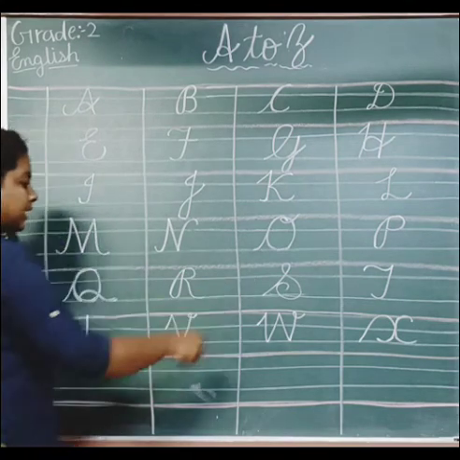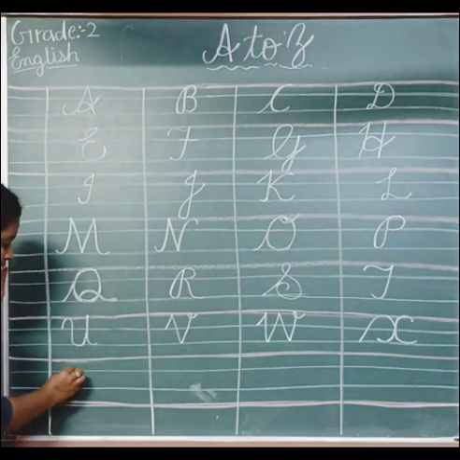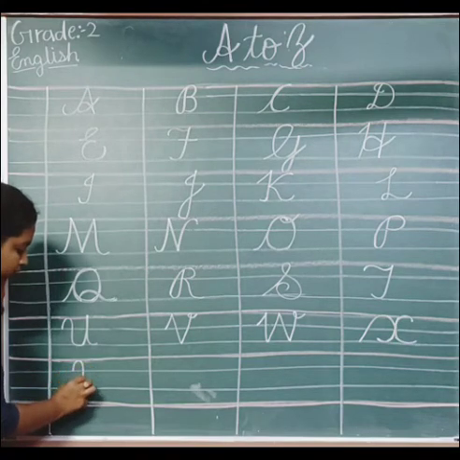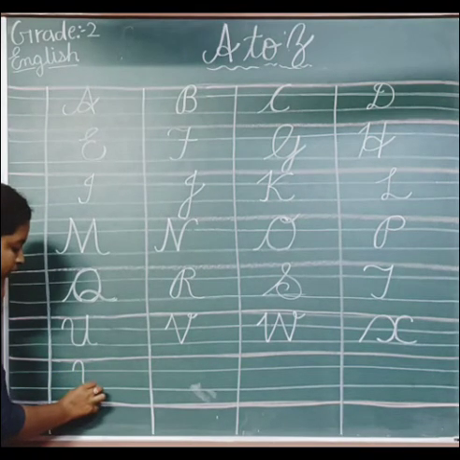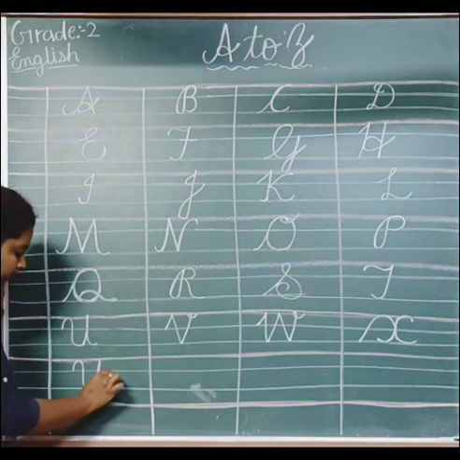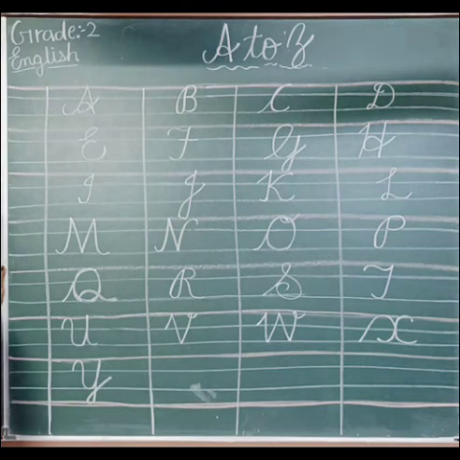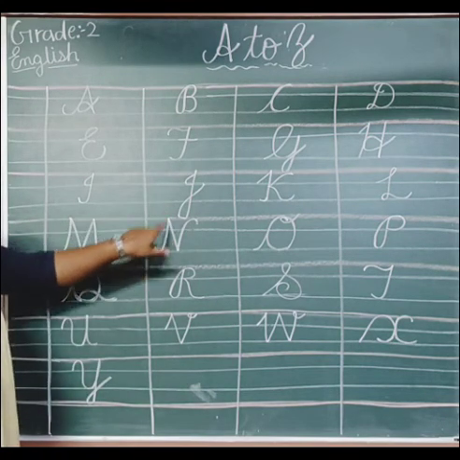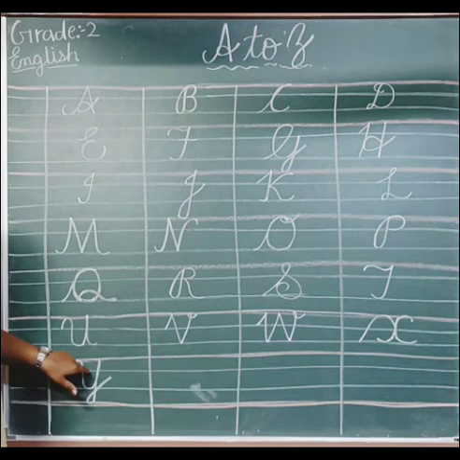Okay. X and then Y. So start from the blue line. Go up to the red line. Make a curve. Again touch the blue line. Go up and come back down and make a curve. So this is also like J. Just as we used four lines in J, same as this we have to use four lines in Y also.